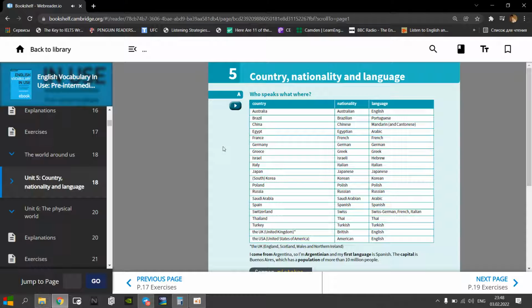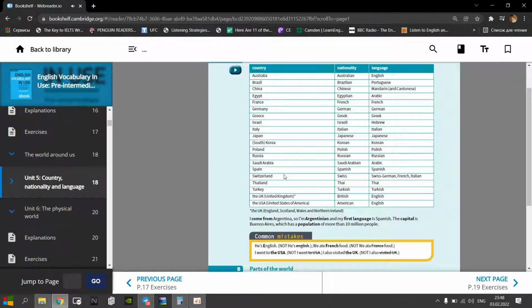Turkey, Turkish, Turkish. The UK, United Kingdom. British, English. The USA, United States of America. American, English. The UK is England, Scotland, Wales, and Northern Ireland.